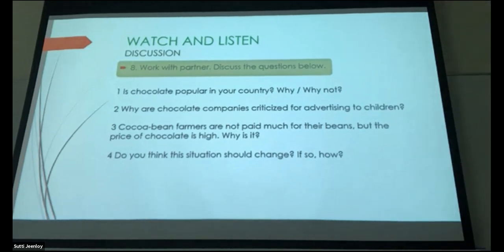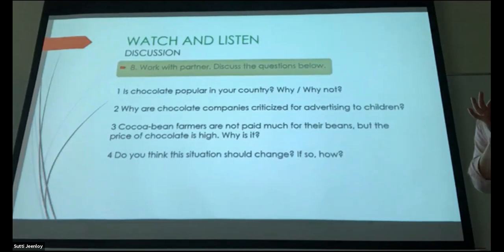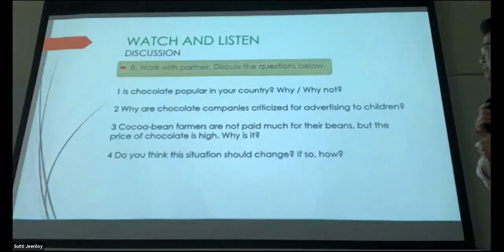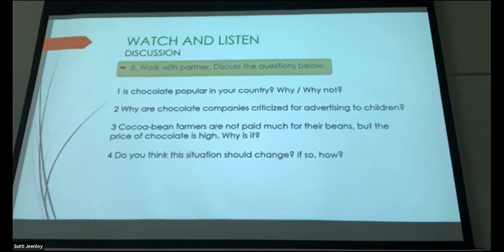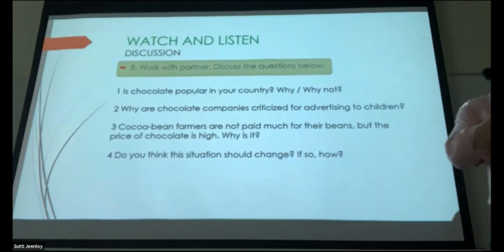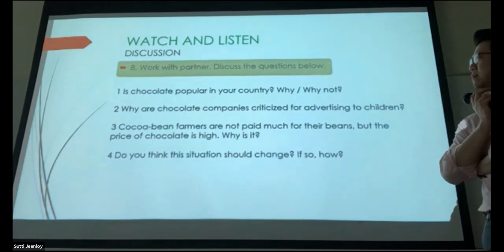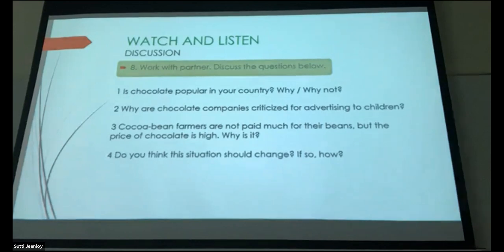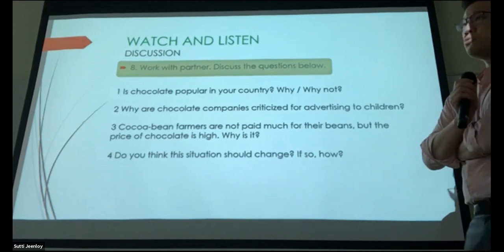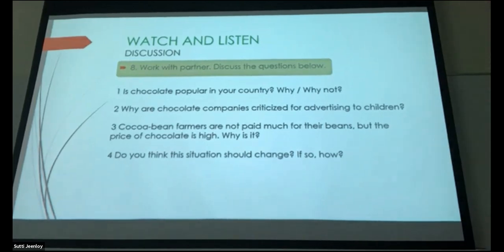Okay, now, why are chocolate companies criticized for advertising to children? This is more of a serious question. Why are chocolate companies criticized for advertising to children? Why are they criticized? Aren't chocolate bars for children? Anyway, they love those bars, right?